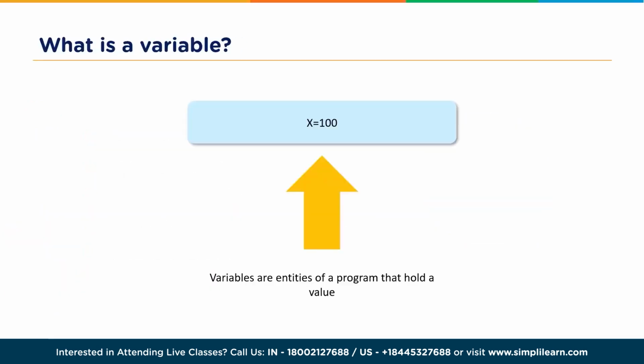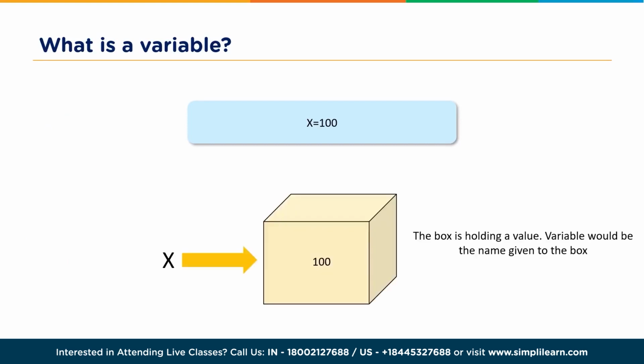So here's a very simple statement, x equal to 100. A variable's definition is basically an entity of a program that holds a value. In this case, x would be our variable and 100 would be the value it holds. To better visualize this statement, let's consider a box. If this box holds a value, say 100, then the name we give to this box, which in our case is x, would be the variable name. And 100, the content within the box or within the variable, would be the value of the variable.